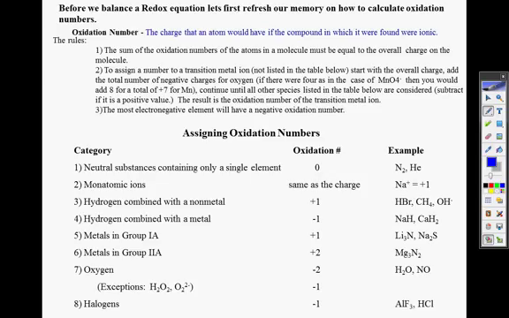All right, a neutral substance containing only one single element, 0. Nitrogen, helium, oxygen, bromine, chlorine, iodine, hydrogen. Any monoatomic ions, same as the charge. Example, sodium is +1. What's calcium? +2. All right, what is aluminum? +3. What's strontium? +2. That's okay. All right, any hydrogen combined with a non-metal? +1. Hydrogen combined with a metal is -1. Metals in group 1A, 2A, oxygen, halogens. All right. Any issues there? You should be able to pull that right off the periodic table. There shouldn't be anything you don't know.